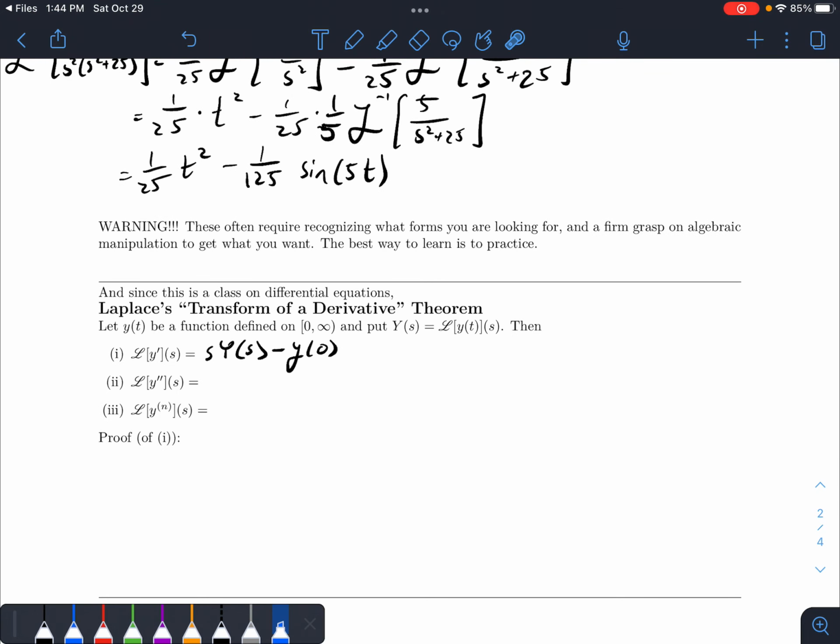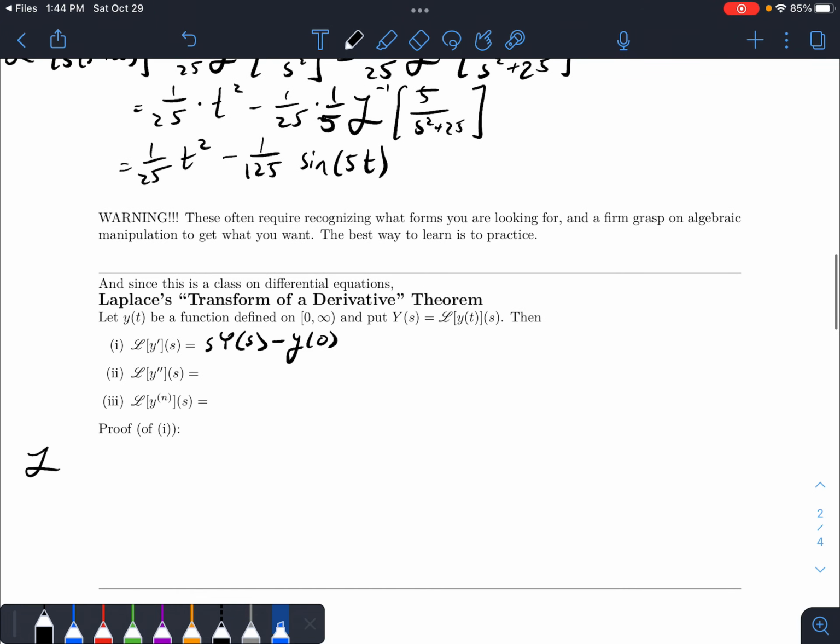Okay, I'll give you the formulas for these things in a minute, but first I want to at least justify this first one for you, just so you can see where these things are coming from. So the Laplace transform of y prime, by definition, is equal to the integral from 0 to infinity of e to the negative st times y prime. I'm going to write y prime of t just to be more explicit, because y is a function of t.